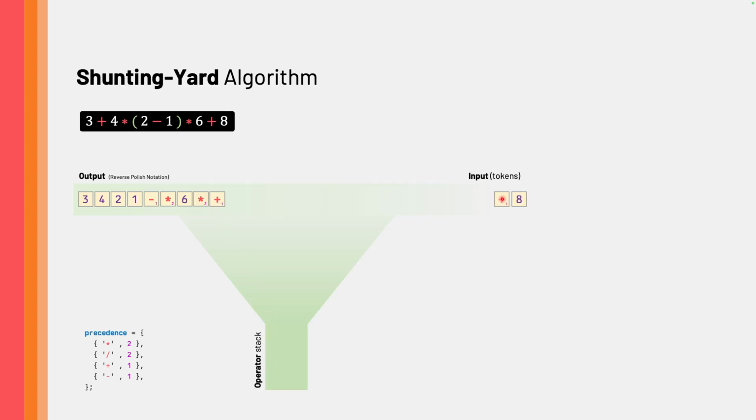And only then my new token gets pushed to the operator stack. Beautiful. And finally, 8 gets pushed straight to the output. And we have to clean the operator stack and send the remaining last ones here to the output. And that should be the correct order of operands.